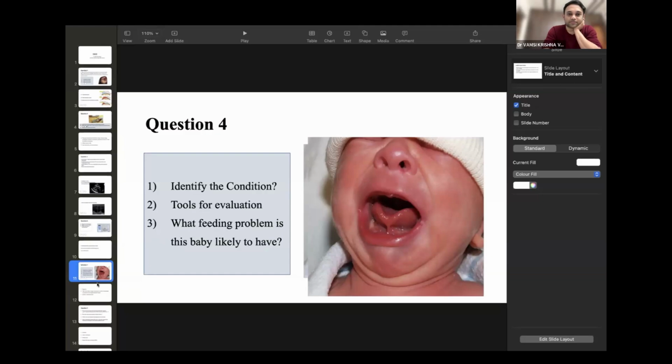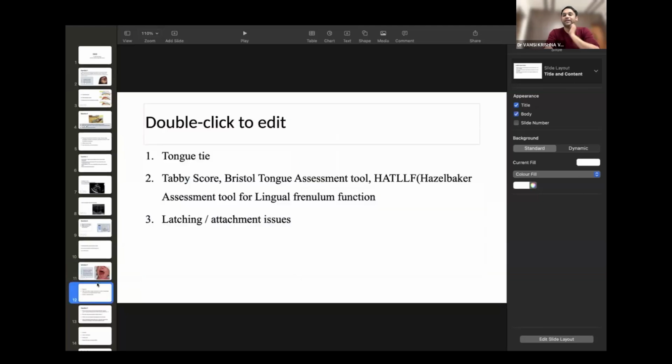Okay. So this is a tongue tie. We have the TABI score, the Bristol Tongue Assessment Score, and the Hazelbaker Assessment Tool for Lingual Frenulum Function. Routinely we do the TABI score based upon how much the tongue is attached, how much the baby is able to elevate the tongue, what the shape of the tongue is, and how much the baby is able to protrude the tongue. Based on that, we have the scores.